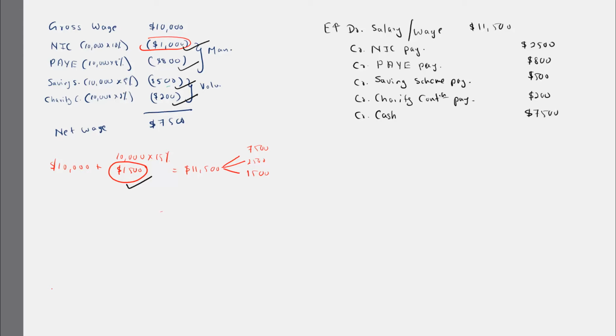$7,500. Now let's see whether my debit side is equal to the credit side or not. My debits are $11,500. How much is my credit? NIC 2,500, plus 800 is 3,300, plus 500 is 3,800, plus 200 is 4,000, plus 7,500, it is 11,500. That means my debits are equal to credits.